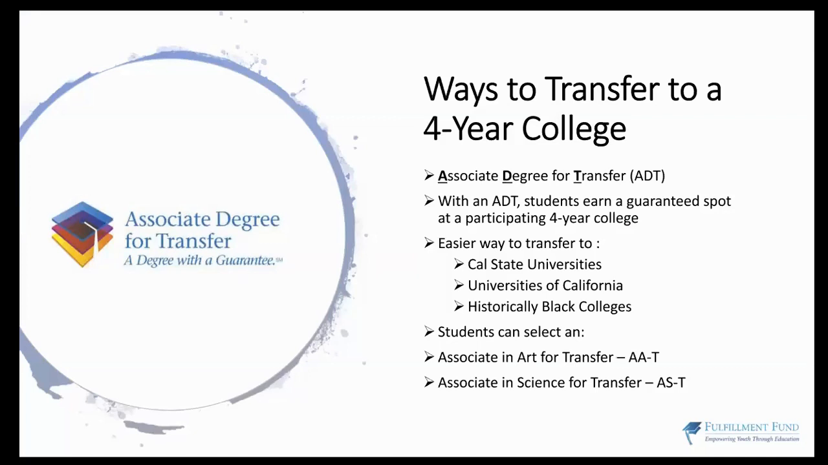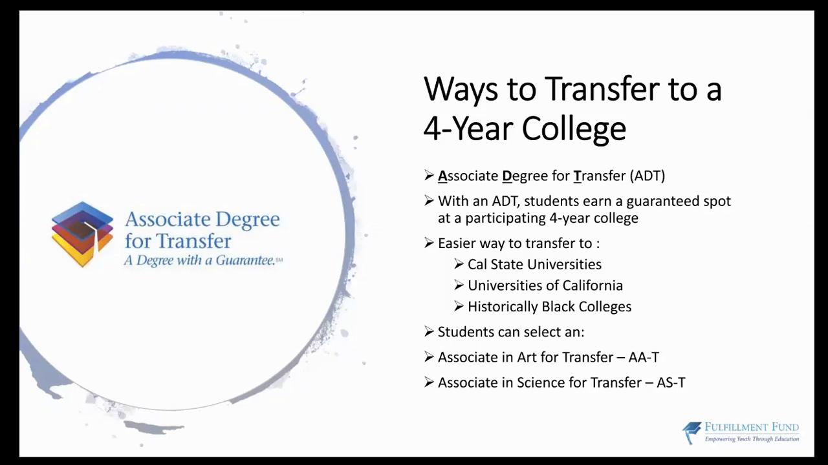All right, so there are additional ways to transfer to a 4-year college. We've kind of touched on them a little bit. As we mentioned before, the associate degree for transfer means that students can earn a guaranteed spot at participating 4-year colleges. So this is really important, at participating colleges. Not all of the colleges and all majors that you're interested in will participate in this program, but a lot of them do. So it's an easier way to transfer for Cal State universities, for University of California's, and historically Black colleges and universities. So you can select an associate degree for transfer by getting an AA or getting an AS.